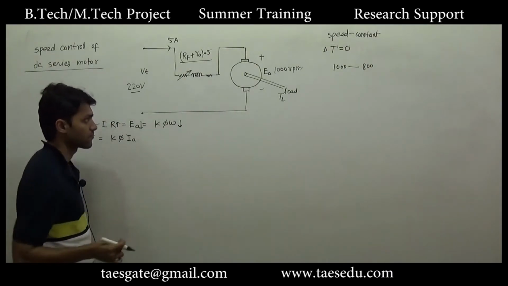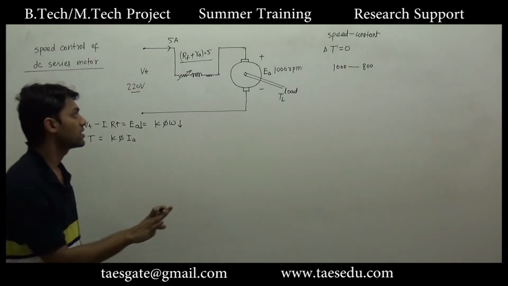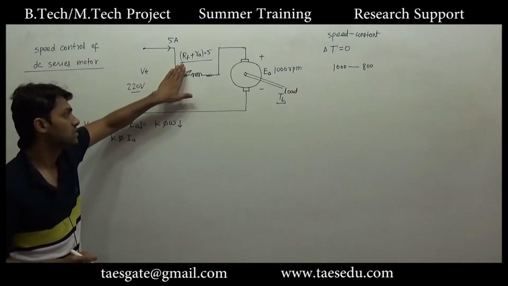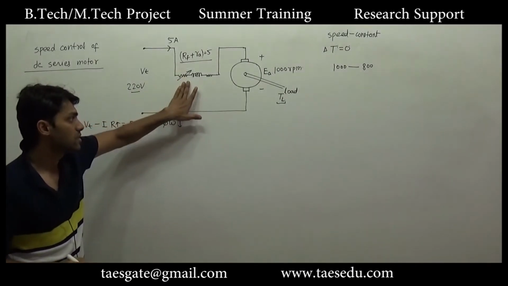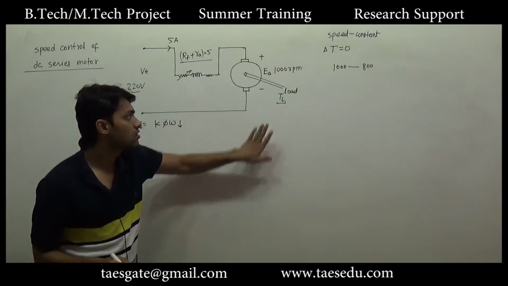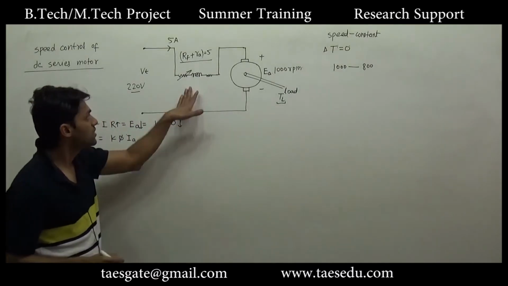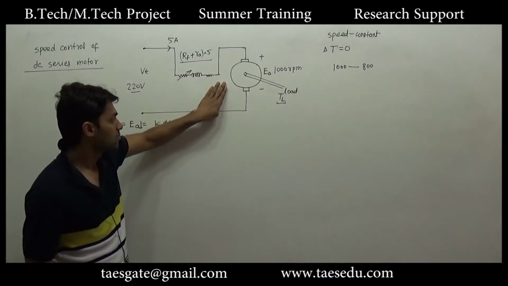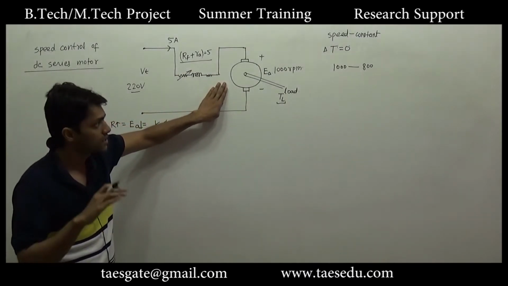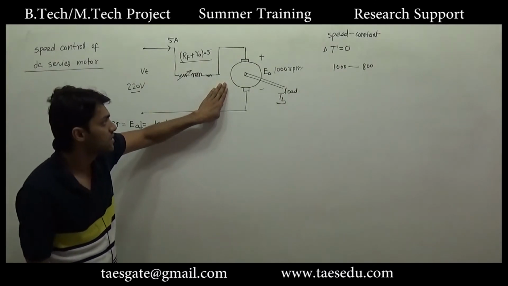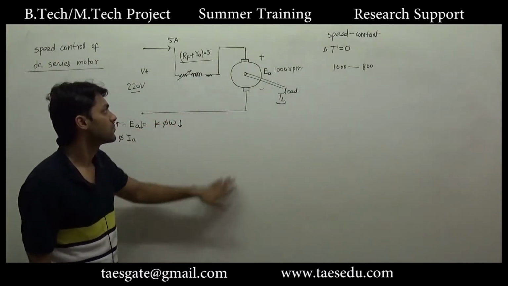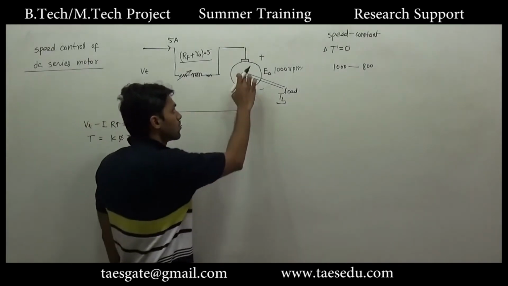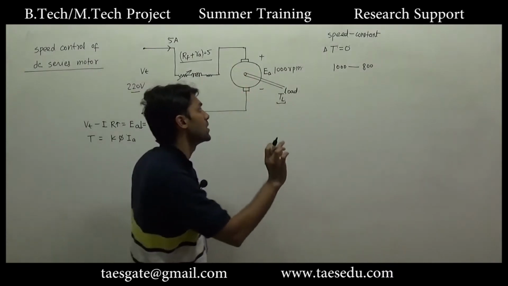Another consideration is that you have to decrease the speed, but nothing is said about the load torque. You may increase or decrease this resistance, but nothing is said about the load torque, meaning load torque is constant. There will be some change in the speed, but again in the steady state, let's say speed becomes 800 rpm. Again in a steady state, the net torque on the motor should be 0 to maintain constant speed.